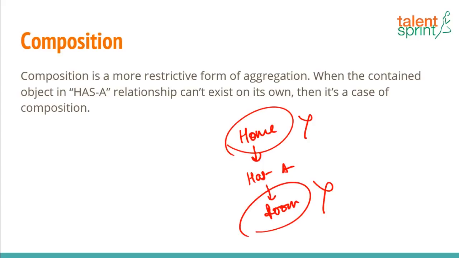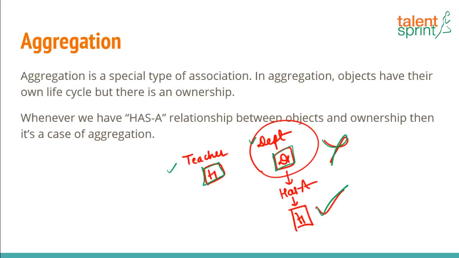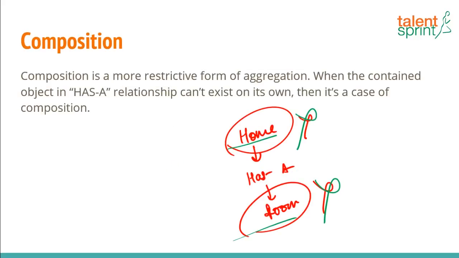Now a more strict form of this is composition. So in composition, the has-a relationship cannot exist on its own. Say we have home has a room. So if home is deleted, room will also be deleted. Unlike the previous case in aggregation, when you delete the department, teacher is not deleted. So composition is a more restrictive form of aggregation.